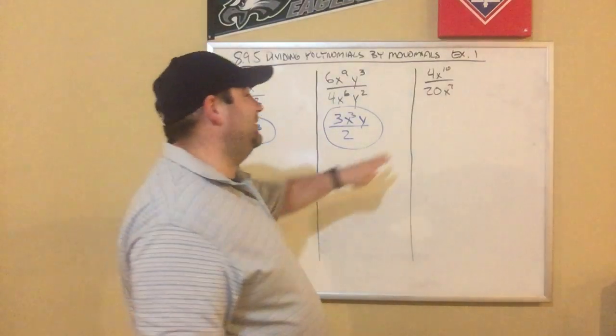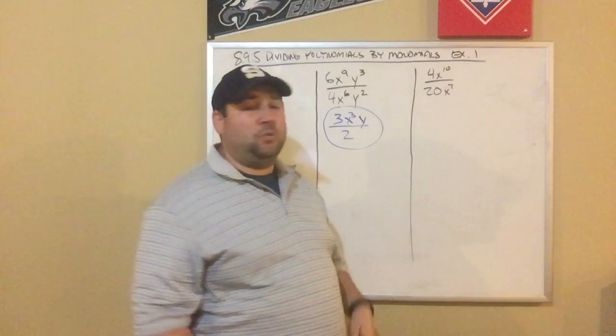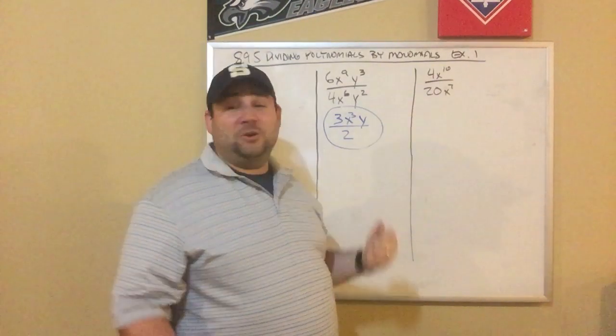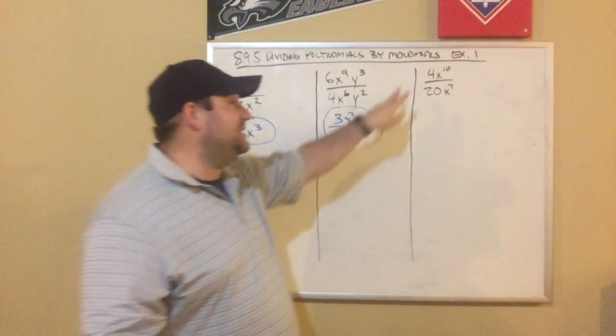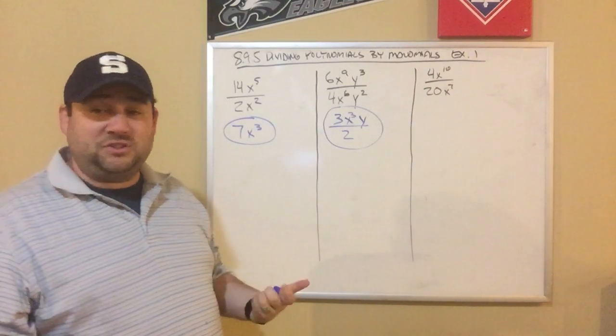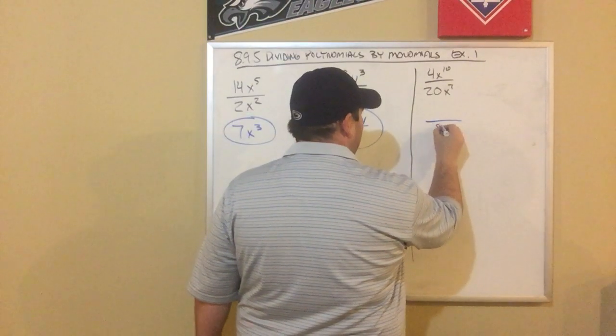So let's look at our last example here. We got 4x to the 10th over 20x to the 7th. So I know you're going to want to do 20 divided by 4, but that's not what that says. That says 4 divided by 20. So what we're going to do is we're going to simplify. 4 over 20 simplifies to 1/5. So that means I got 5 on the bottom.